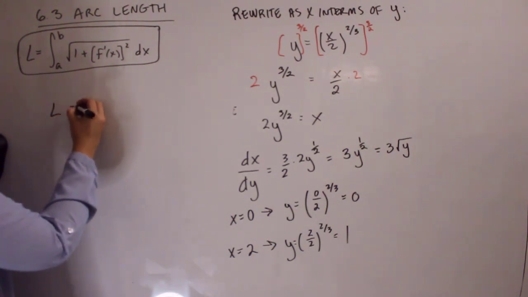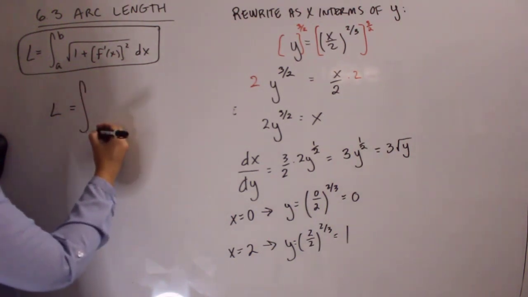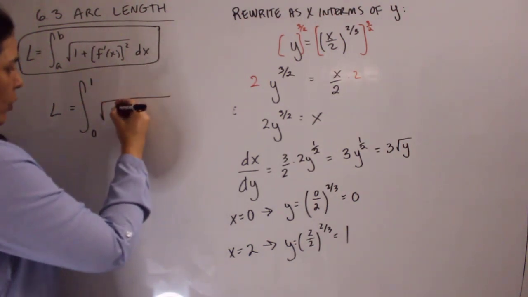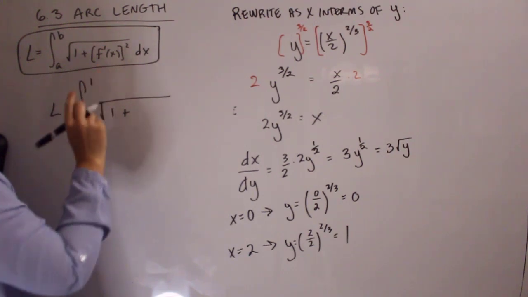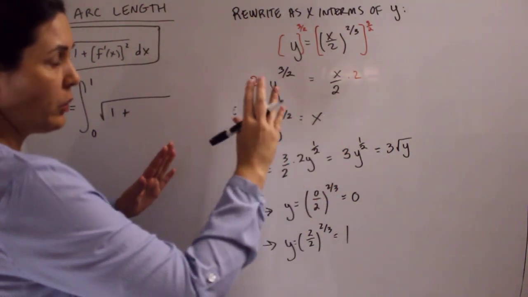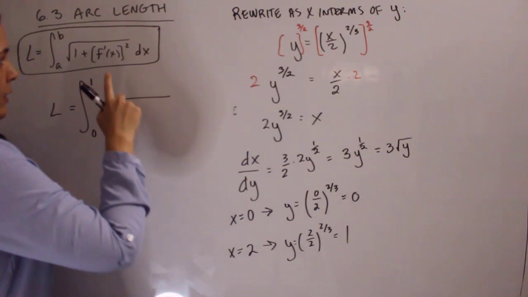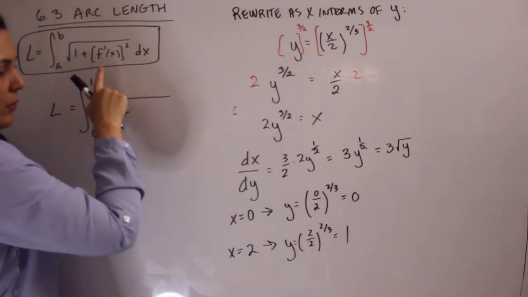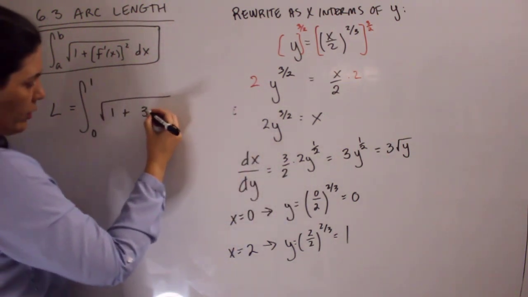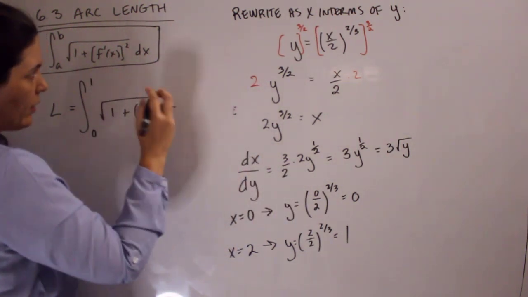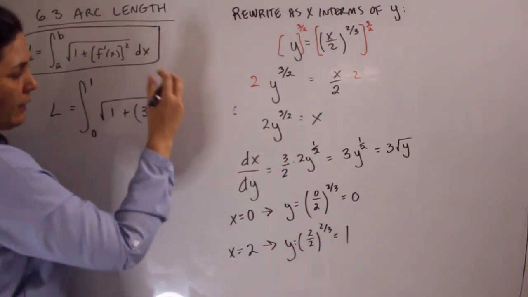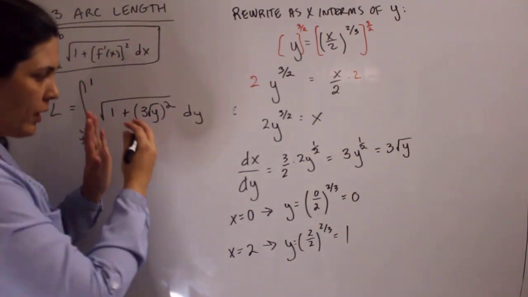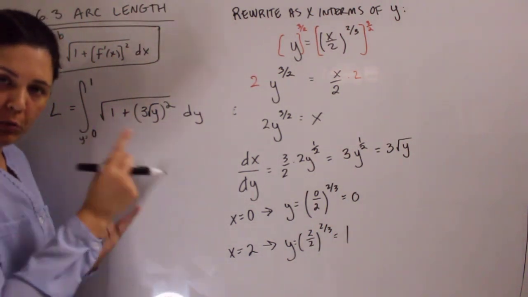So we have the length is the integral from y is 0 until y is 1 of the square root of 1 plus the derivative. So now I did swap to x in terms of y. So everything with an x is basically going to turn into something with a y. So this is like f prime of y here. So this is (3 square root y) quantity squared. And then also this is going to change from dx to dy because everything here is in terms of y. Okay, so the process is the same, it's just our variable we switched.